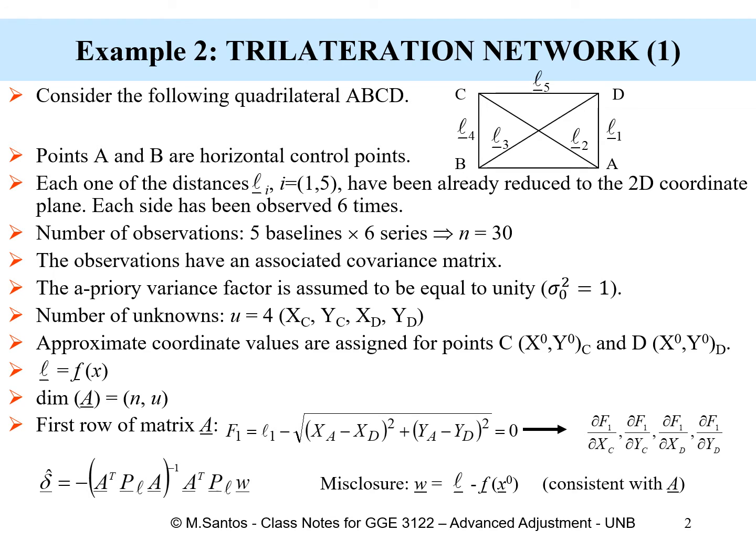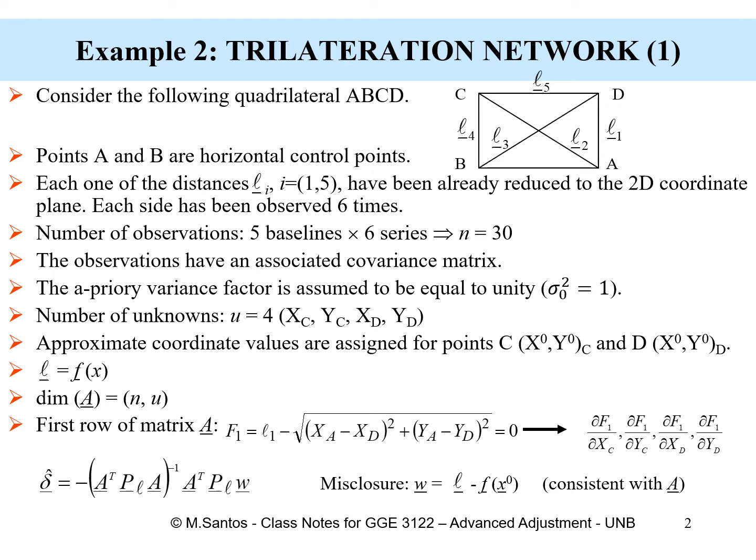And we are dealing here with a two-dimensional problem, so we're dealing just with the x, y coordinates. X would be easting, and y would be northing, which means that the unknowns are the coordinates of C and D, x, y. So we have 4 unknowns.